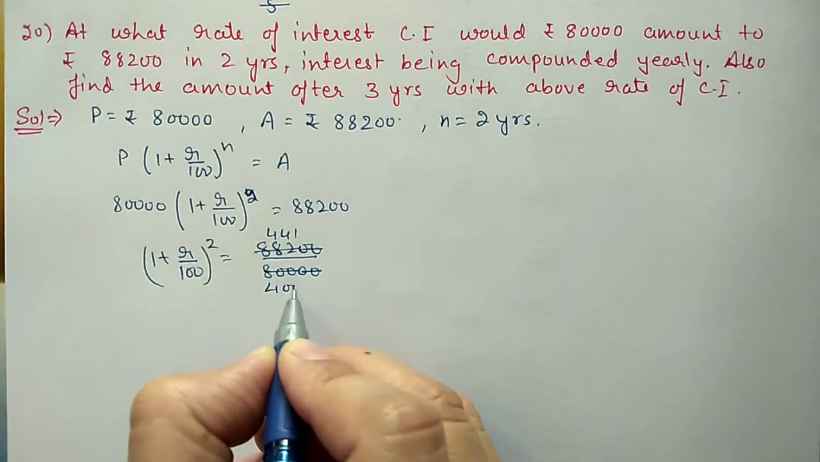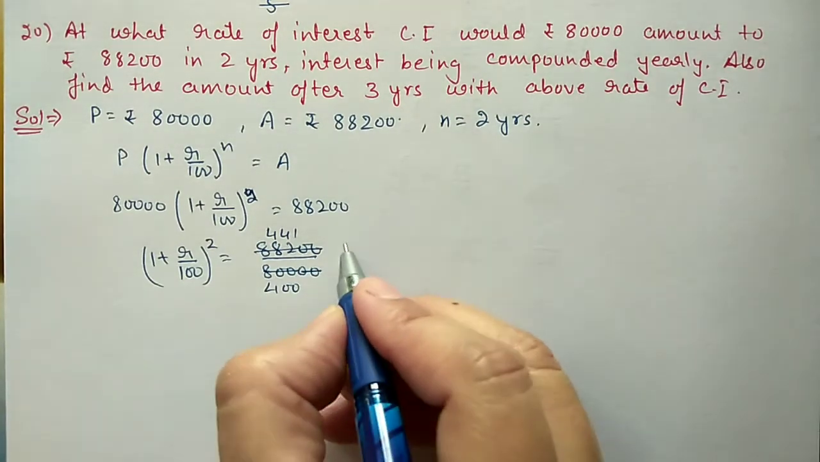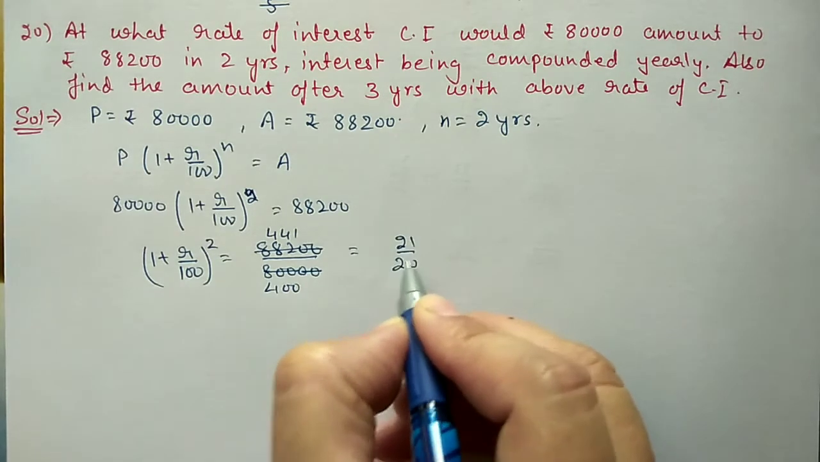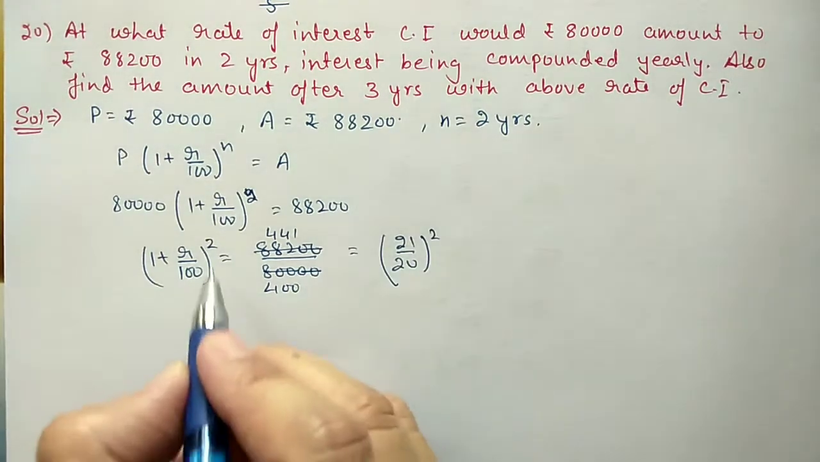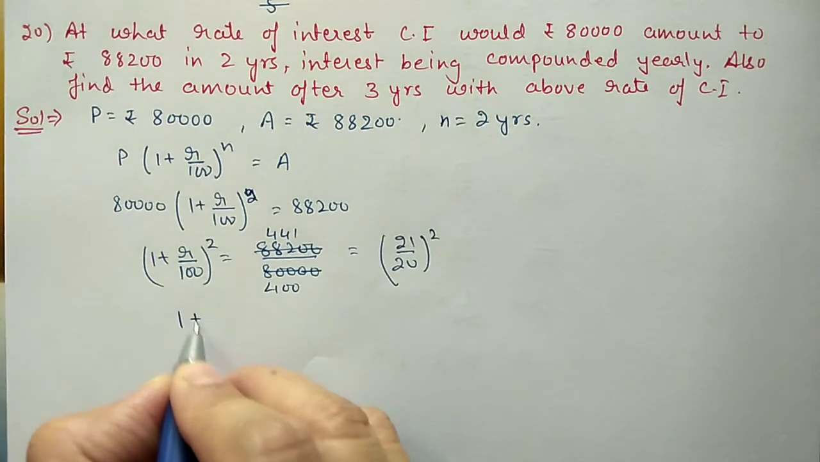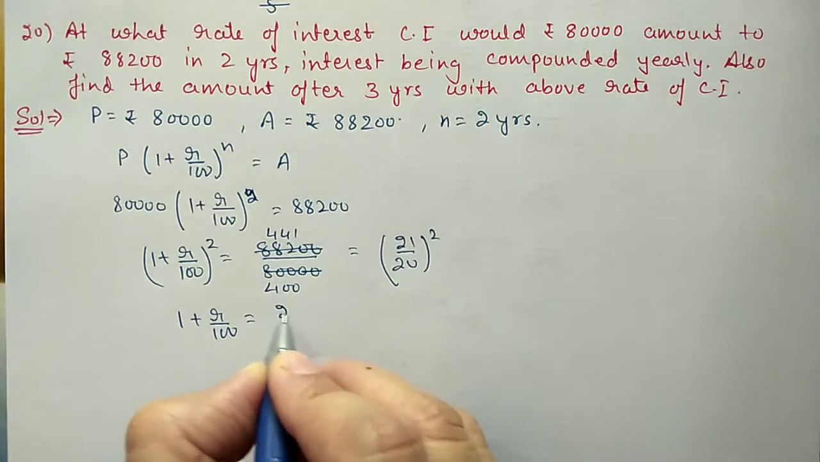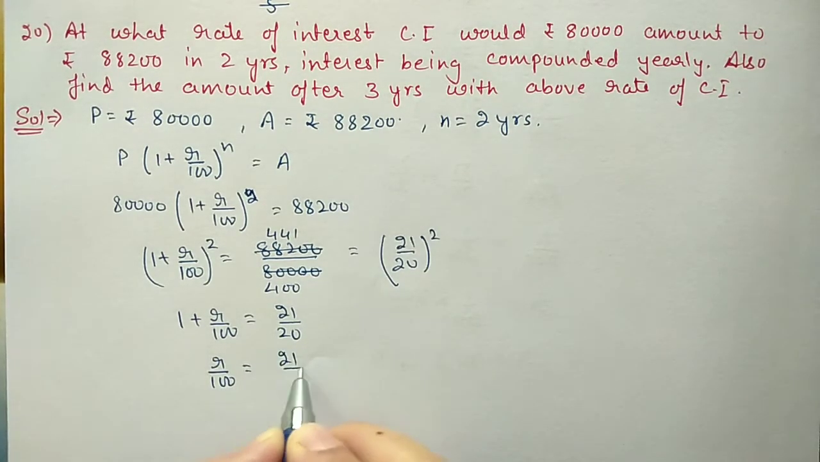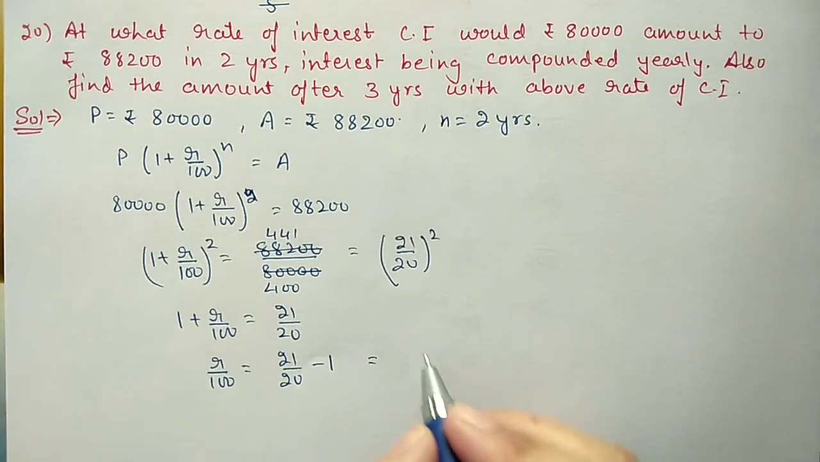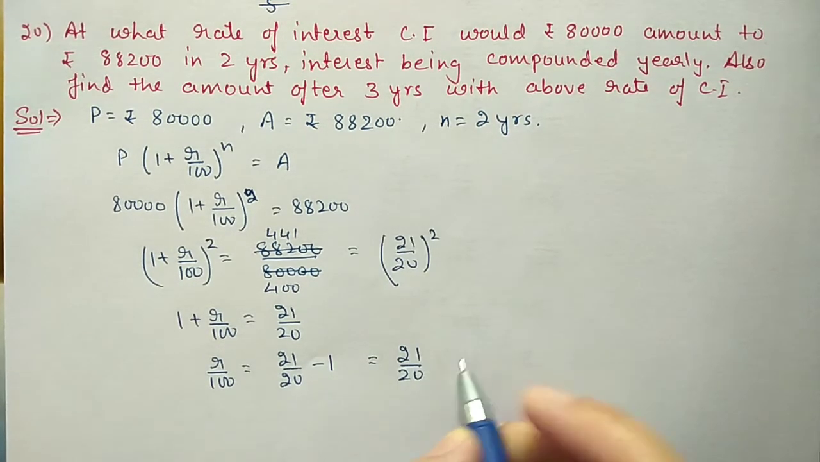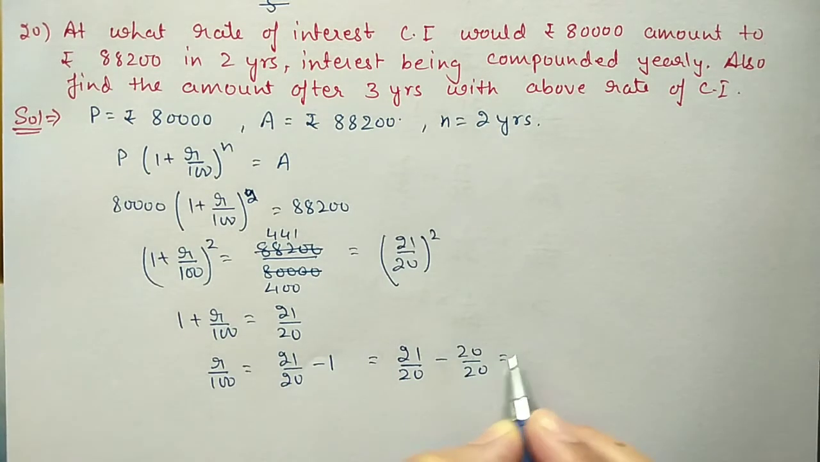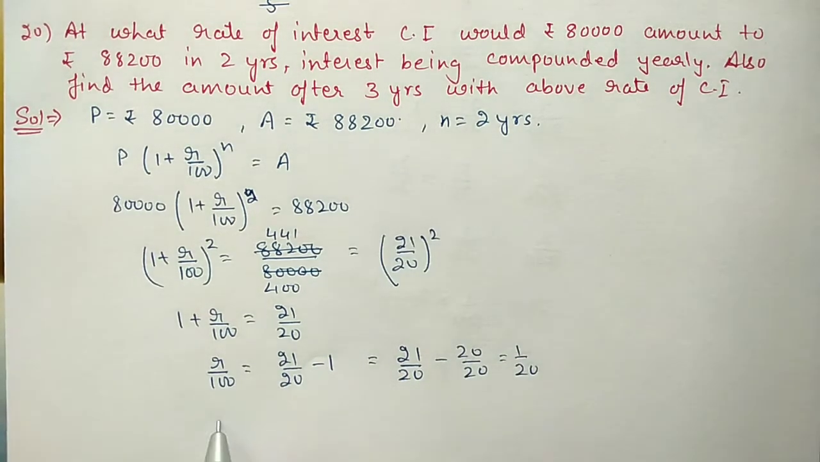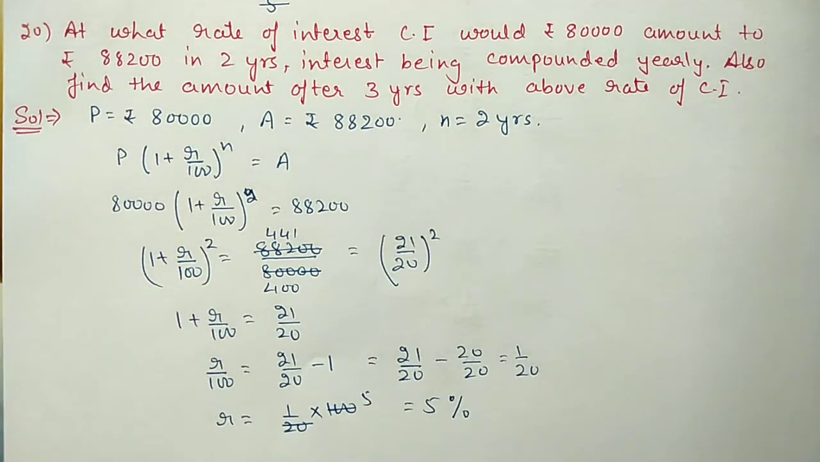and 400. So this 441 and this 400 we can write as (21 by 20) whole square. So on both sides the square cancels out, then we have 1 plus r by 100 is equal to 21 by 20. R by 100 equals 21 by 20 minus 1. 1 we can change into the same denominator, 20 by 20, then we will get 1 by 20. So r is equal to 1 by 20 into 100, which is equal to 5%. So the rate of interest we got is 5%.